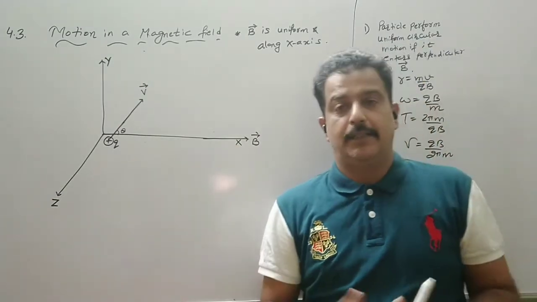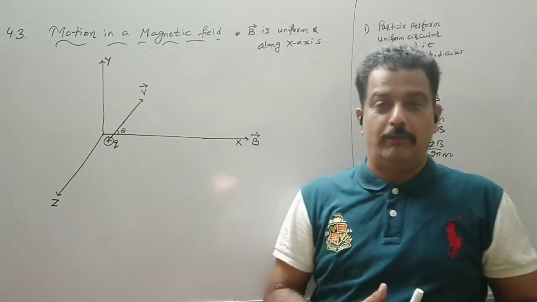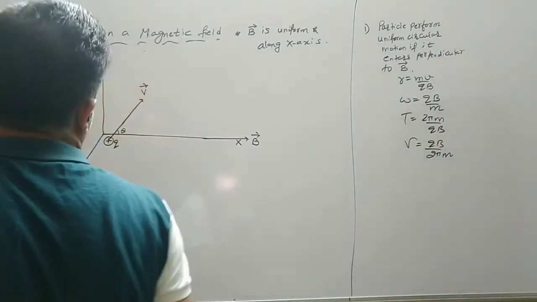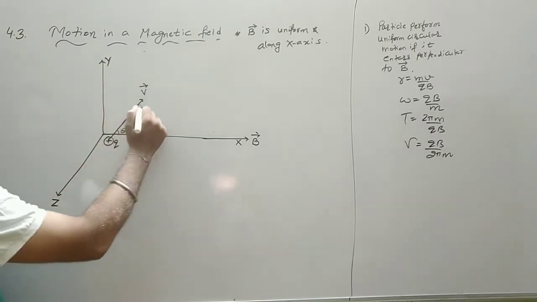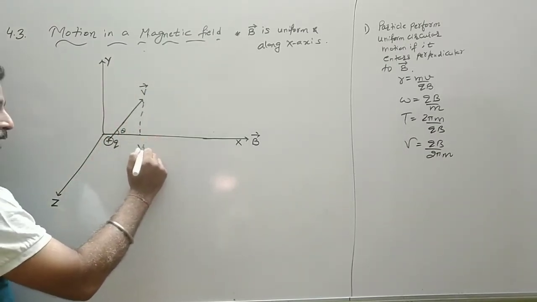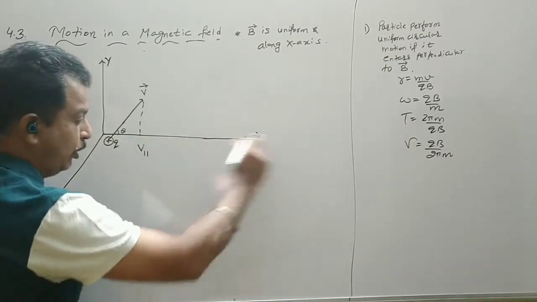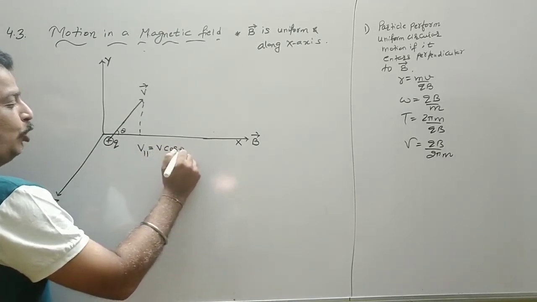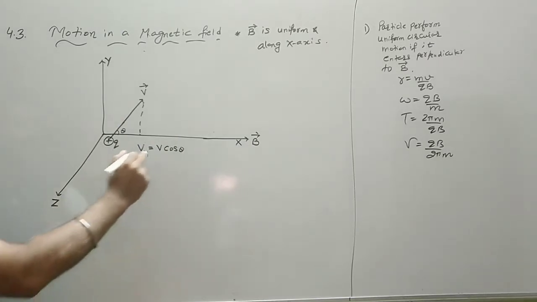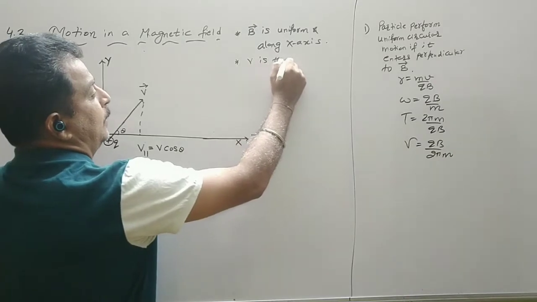When a vector quantity is two-dimensional, you have to resolve it. So we have to resolve this velocity into two components. Let us name one component V parallel, because it is along the axis of the magnetic field, and the formula will be V cos theta. V is the magnitude, or the speed.